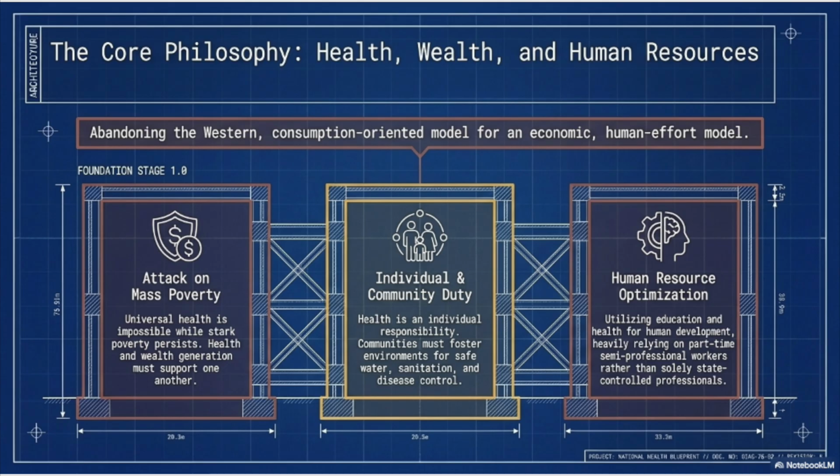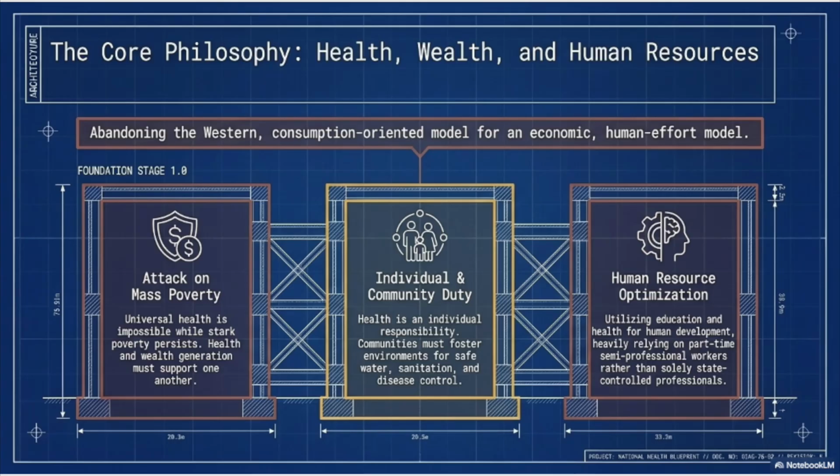At the heart of this blueprint was a core philosophy built around health, wealth, and human resources. The committee consciously abandoned the Western, consumption oriented model in favor of an economic, human effort model. This philosophy rested on three foundations. The first was an attack on mass poverty, recognizing that universal health is impossible while stark poverty persists, and that health and wealth generation must support one another.